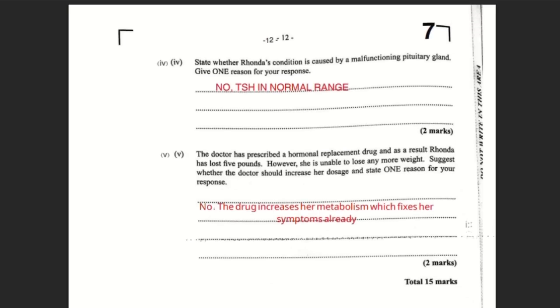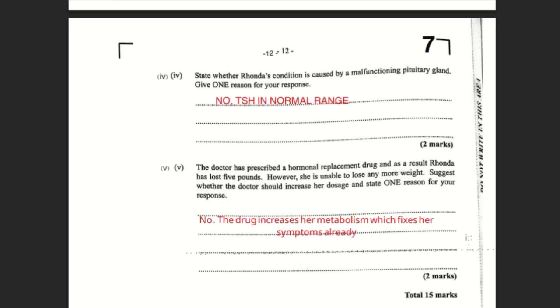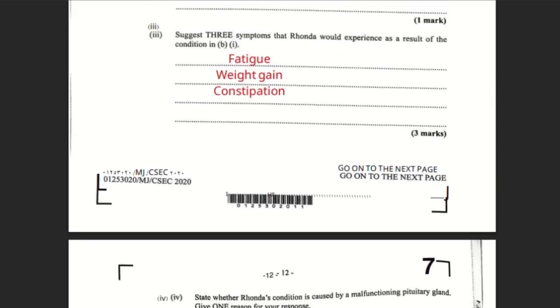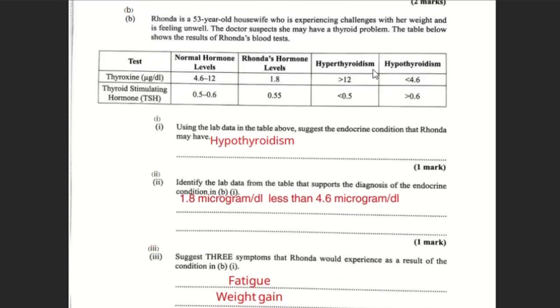So basically, we say no, it's not the pituitary gland that is malfunctioning. And how we know is because the thyroid stimulating hormone is in the normal range. The thyroid stimulating hormone is what is released by the pituitary gland, right? So if the pituitary gland was malfunctioning, this value would not be in a normal range. So let's go back up and look. Rhonda's level for the thyroid stimulating hormone is 0.5, which is within the normal range. So that is how we know that the pituitary gland is not malfunctioning.